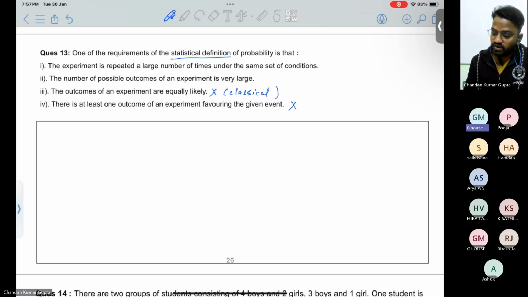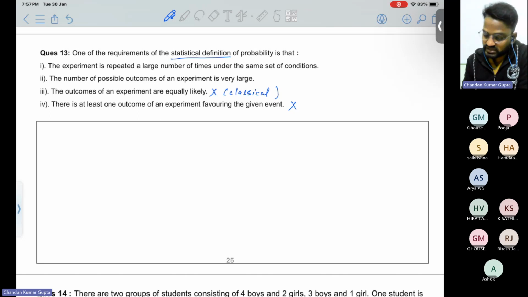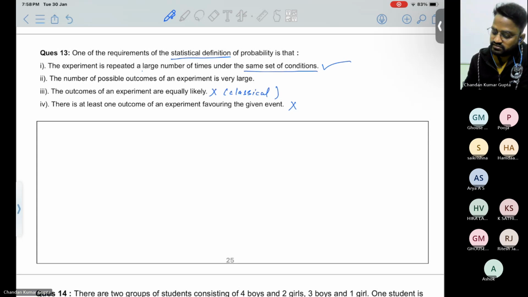The third one is the number of possible outcomes of an experiment is very large, and the first one is the experiment is repeated a large number of times under the same set of conditions. If you recall, this is the drawback of statistical probability. That means this is the correct one. And this is not correct, because it says the number of possible outcomes of an experiment is very large. No, it should not; it may or it may not. So option 1 is the correct one.